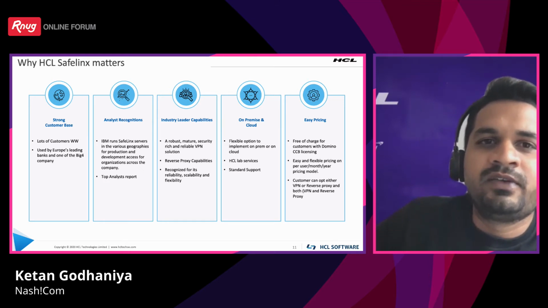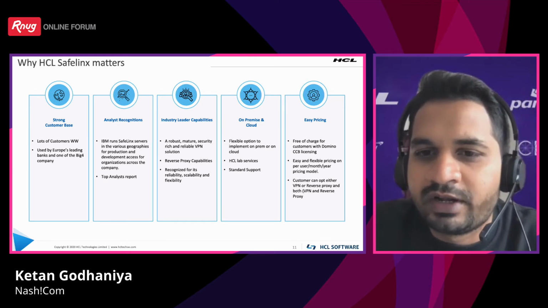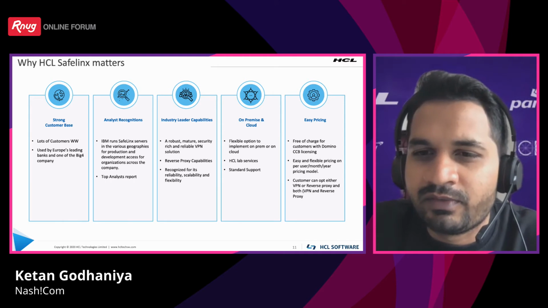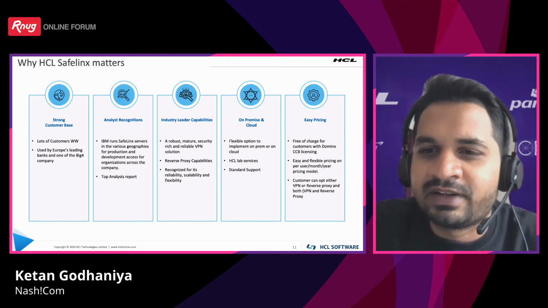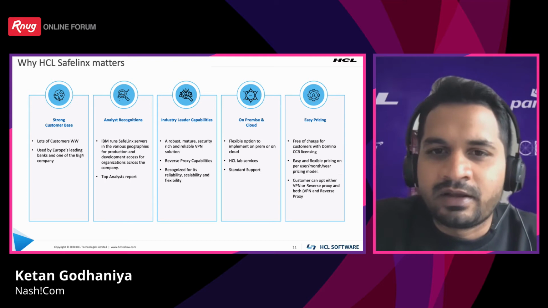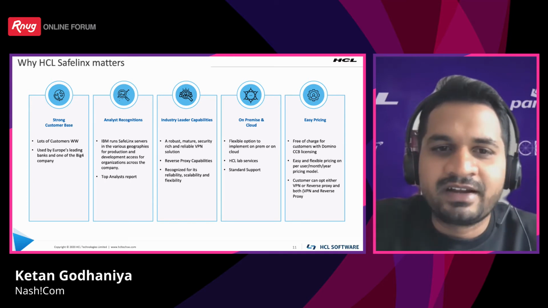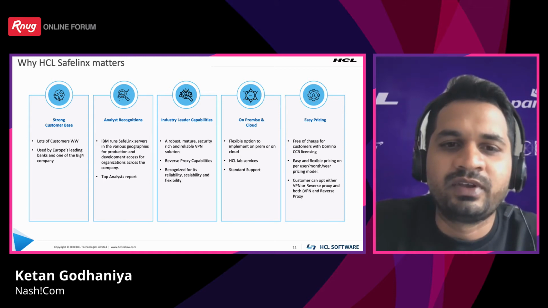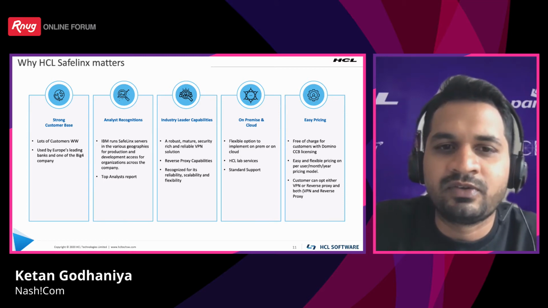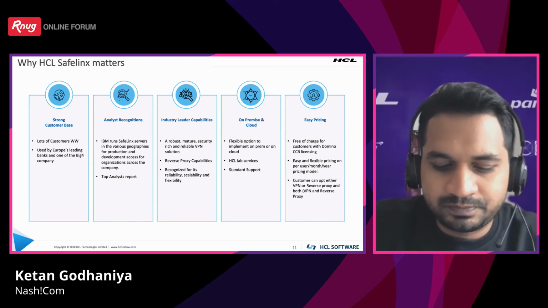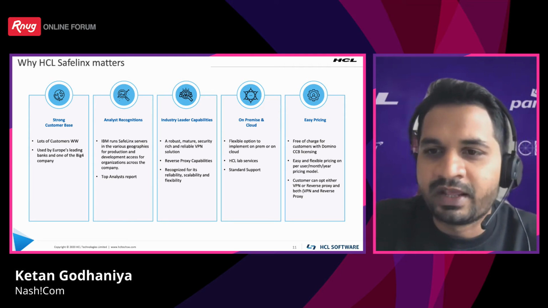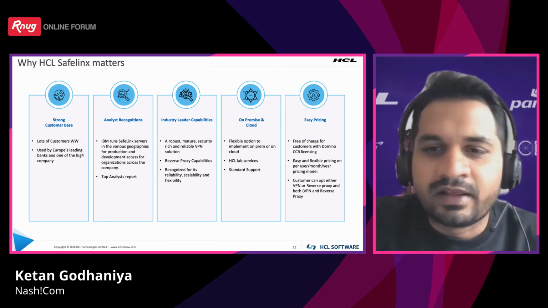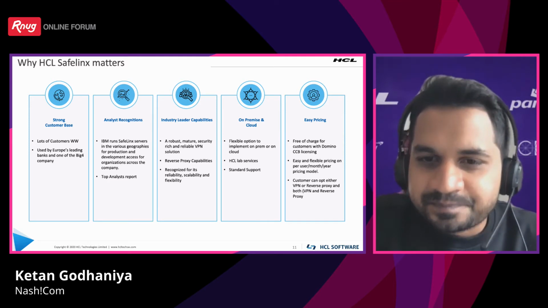We are really flexible when it comes to deployment. We offer on-prem as well as on cloud, and we also offer standard HCL lab services, where we can help you to configure all of your IT needs when you are configuring VPN and Safelinx, and it includes standard support as well.